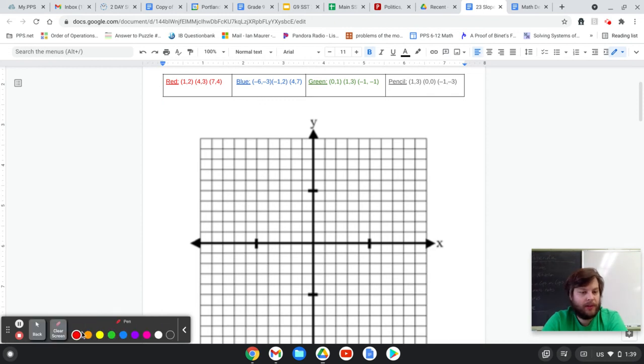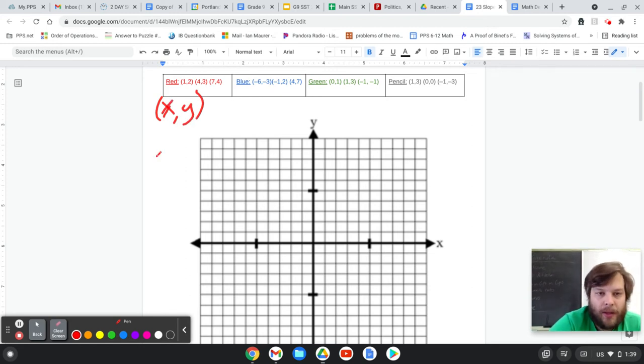So the red points, remember they come in x comma y order. So when I look at a point, the x value is the first number I see, alphabetical order. So when x is 1 and y is 2, that's this point right here, 1 comma 2. Then we have 4 comma 3, 4 steps to the right, 3 steps up. And we have 7 comma 4 like this.